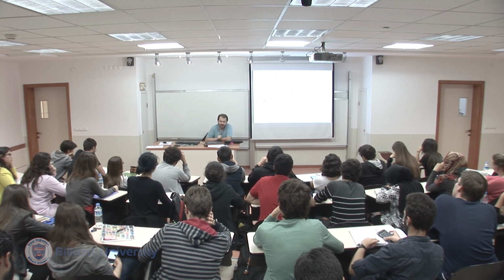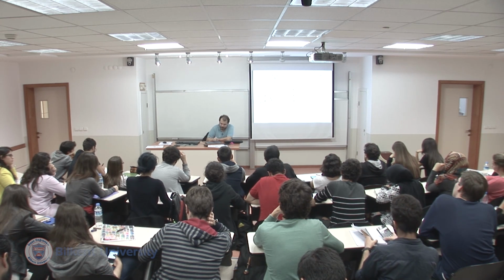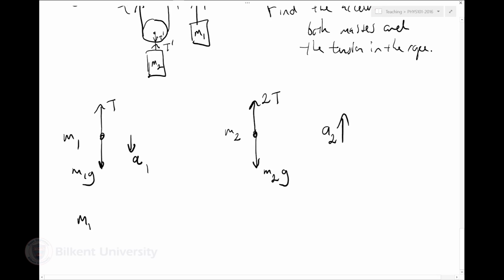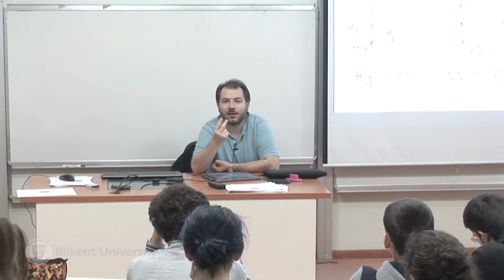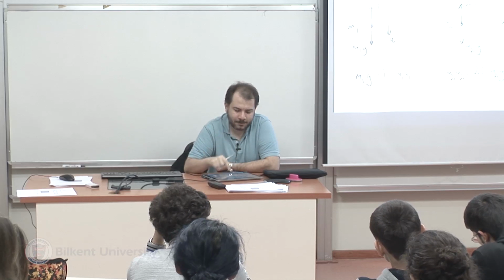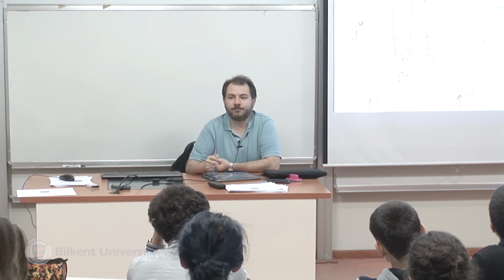Right now, let's see. Here, if I write Newton's equations, I get M1G minus T is M1A1. And here I have M2A2 is 2T minus M2G. So I have three unknowns, A1, A2, and T, but only two equations. I need one more equation. Where would that come from?